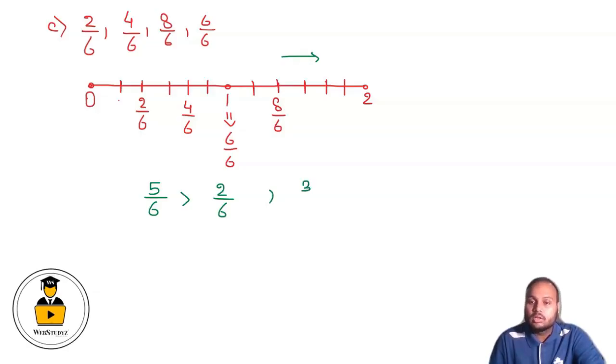Similarly, we were having 3 by 6 and 0. In this case, 3 by 6 is greater. Then we were having 1 by 6 and 6 by 6, in which 6 by 6 is greater. In the last part, we were having 8 by 6 and 5 by 6, in which 8 by 6 is our greater number. So for solving this question, we use the concept of fractions, comparing fractions, and number line. I hope you understood this question, and thank you.